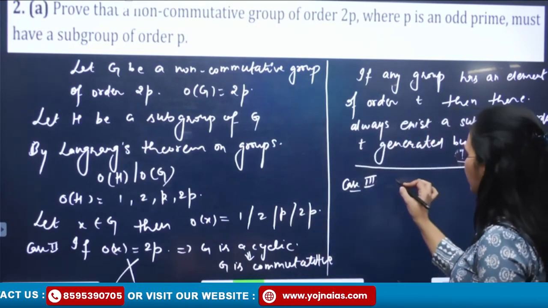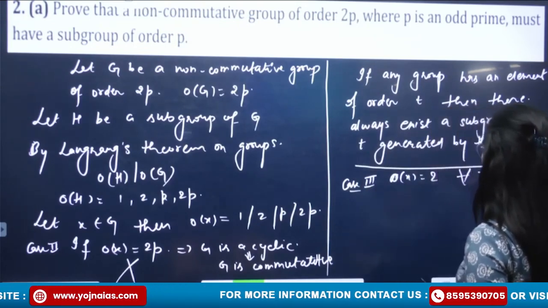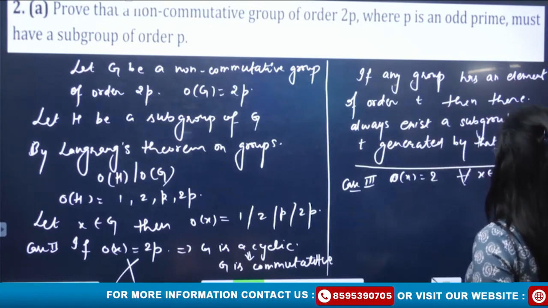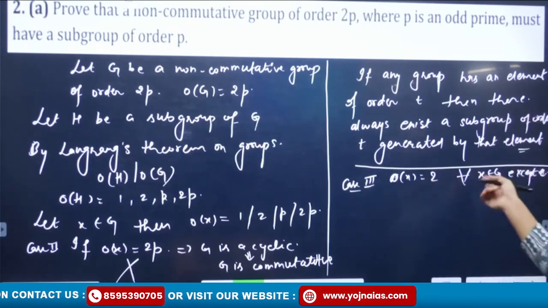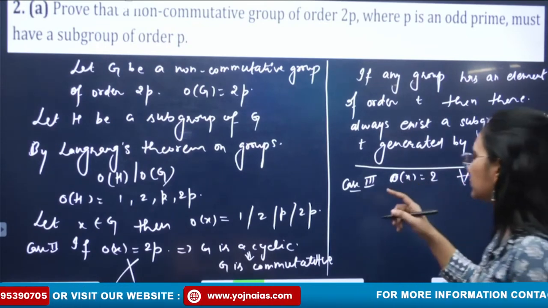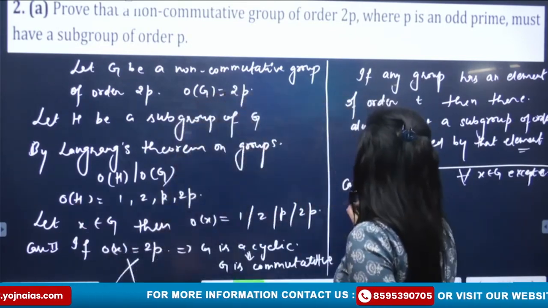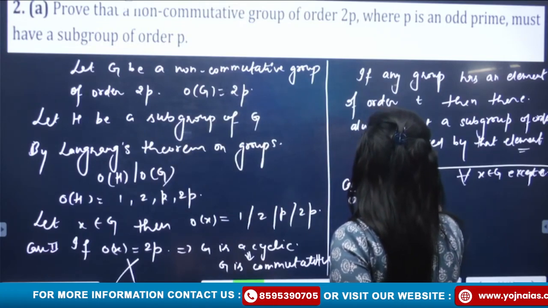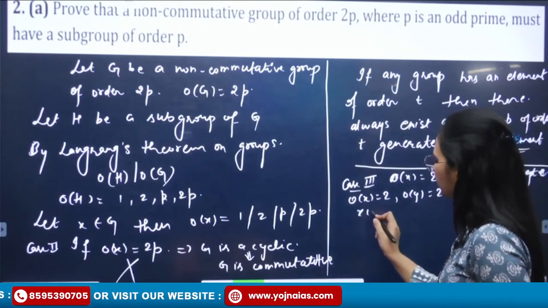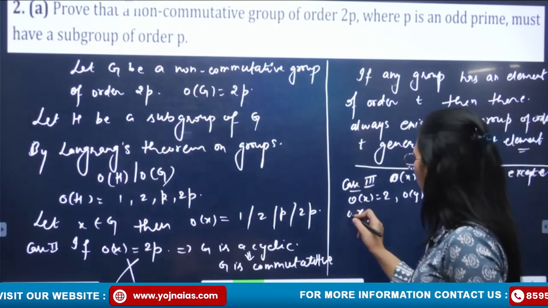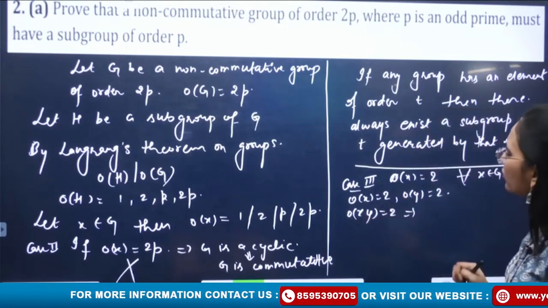That all the elements, order of X is equal to 2 for all the elements of X belonging to G except identity. That has to be 1, except identity, that is E. If order of every element is equal to 2, then let there be other elements now. Let's assume X and Y are two elements, that is, order of X is equal to 2 and order of Y is equal to 2. And since G is a group, there would be XY as well. Closure property exists, and order of XY would also be 2. That means every element's order is taken as 2, so the order of XY should also be 2.